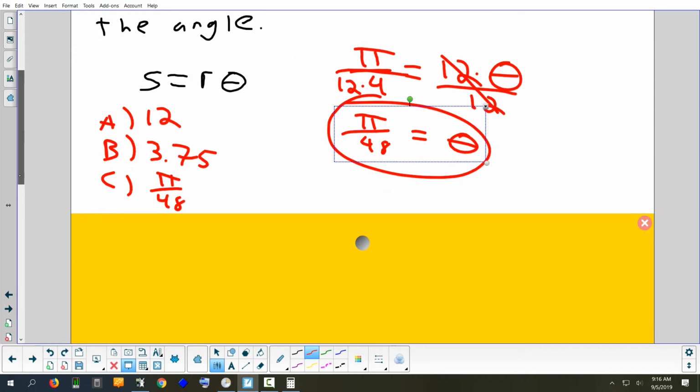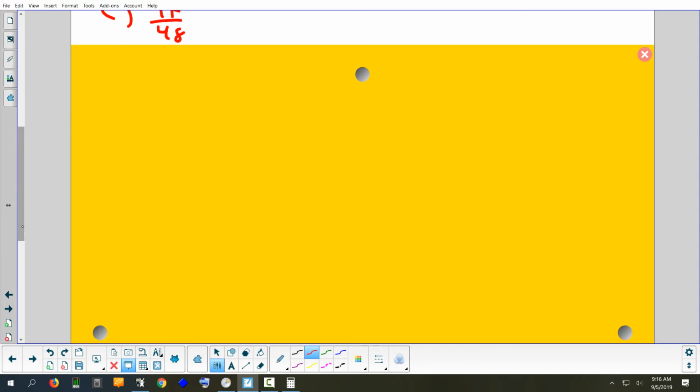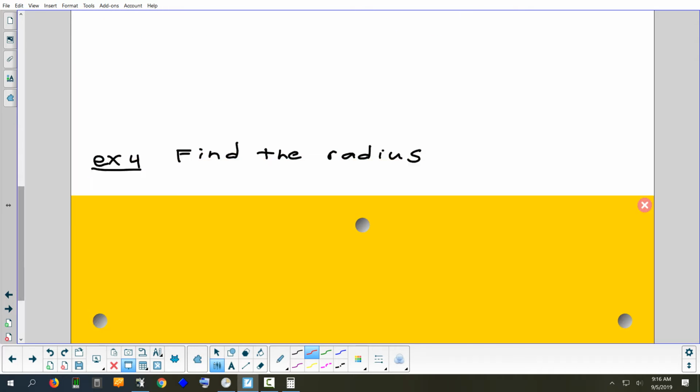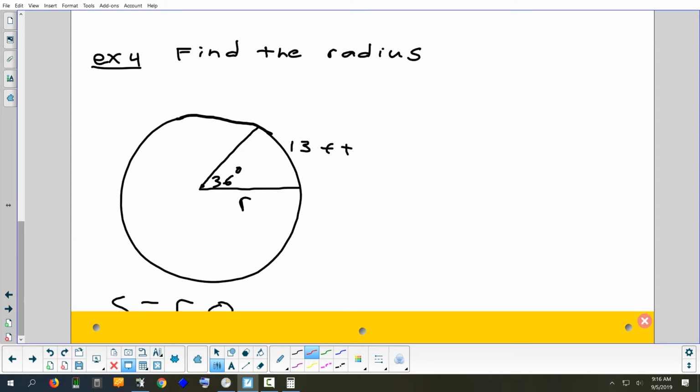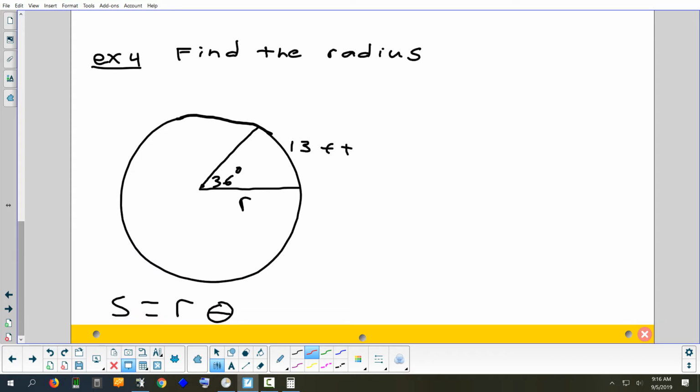Okay. So we found the angle, we found the arc. Let's try one where we find the radius. Okay, and I'm doing this one just as a picture. Okay, so I got the formula. That's what you want to put on your reference sheet if you can't remember S equals R theta. You want to put that on your reference sheet.